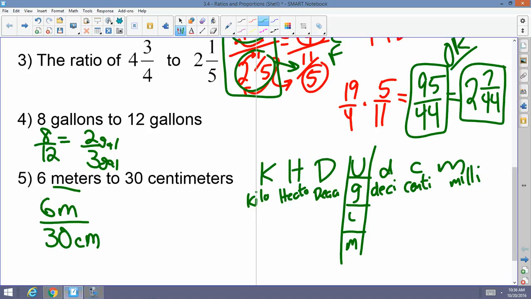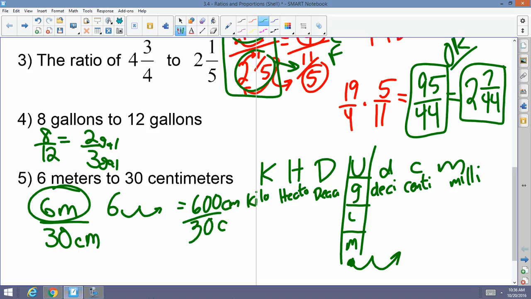Where am I here? 6 meters. Where am I here in my little chart? You're right here in the center. Where am I going? I'm going 2 places to the right. So take this 6 and go 1, 2 to the right. Essentially, I'm multiplying by 100. So 600 centimeters over 30 centimeters, when I reduce that, will equal 5 over 1. Does that make sense? There was a reason I didn't go from centimeters to meters: I wanted to convert meters to centimeters. If you wanted to go from centimeters to meters, then you would have moved to the left. But I chose to go from meters to centimeters. I wanted to multiply instead of divide.